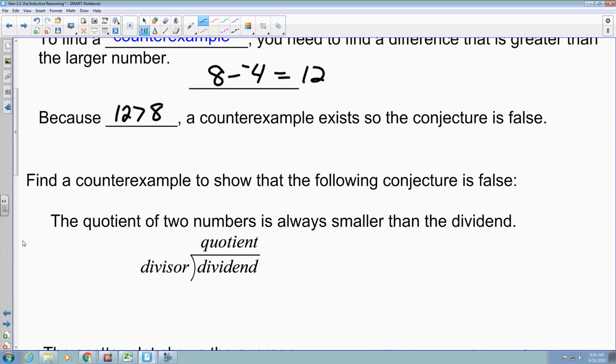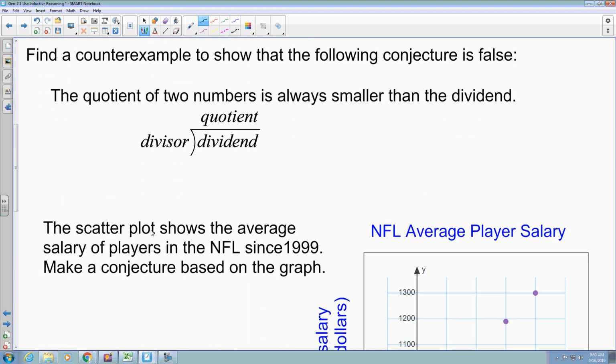So here, they want us to find a counterexample to show that the following conjecture is false. That says the quotient of two numbers is always smaller than the dividend. So in here, if we looked at long division, the dividend is always inside that division sign. The divisor is on the outside, and the quotient is the result.